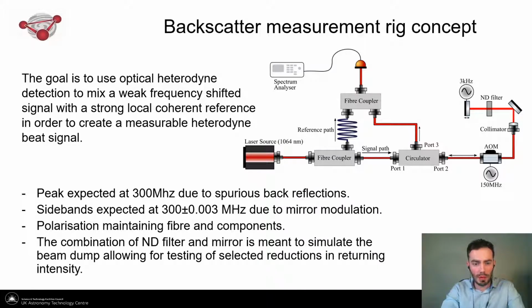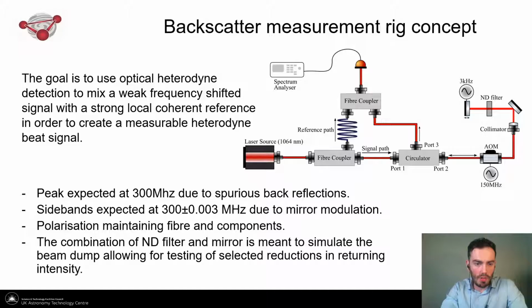In this scenario, the weak signal path is comprised of the returning light from the component under test, or otherwise the beam dumps. The light supplied to the weak signal and the local oscillator path originates from the same source and is immediately split by a fibre coupler. The signal path is then fed into a fibre circulator. This is a critical component that directs the input of port 1 to the output of port 2, whilst directing the input of port 2 to the output of port 3.